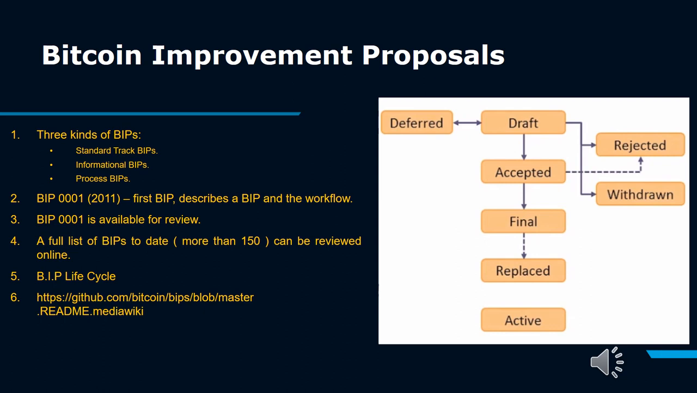BIP 001, 2011, the first BIP, describes a BIP and its workflow. BIP 001 is available for review. A full list of BIPs to date, more than 150, can be reviewed online.